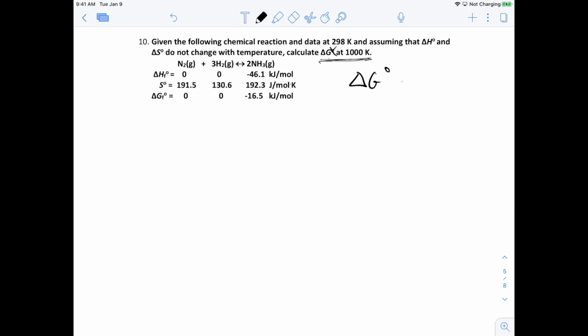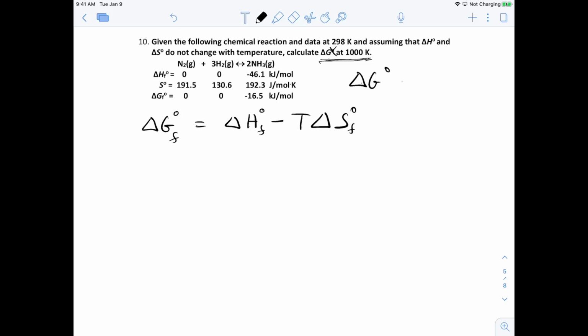So instead we're going to use this equation. Delta G is delta H minus T delta S. All right? And again, we're assuming that these are not going to be temperature dependent, even though we're going to change the temperature.